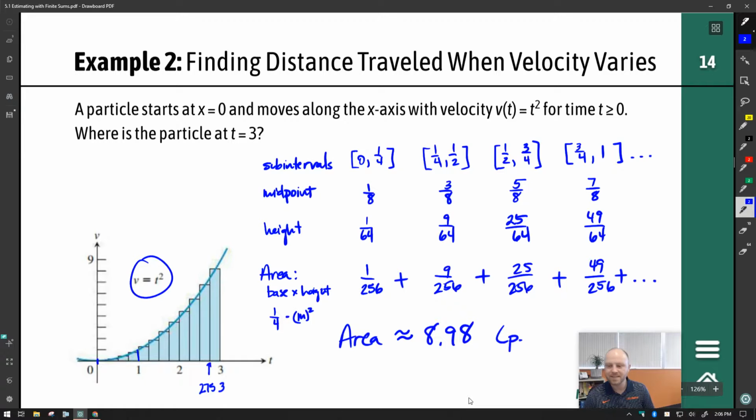I'm going to say see page 278 in your text. So to finally answer the question, where is the particle at time equals 3? It started at x equals 0. It moved 8.98 spaces to the right, so to about right here, 8.98. And so where is it? It's at about space 9. So the particle at t equals 3 is at about x equals 9, or about 8.98.